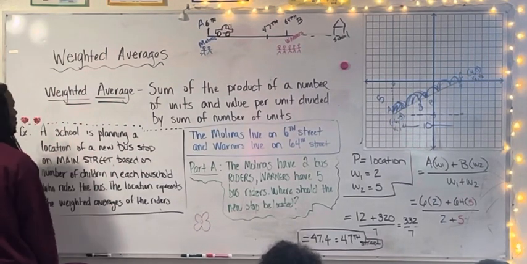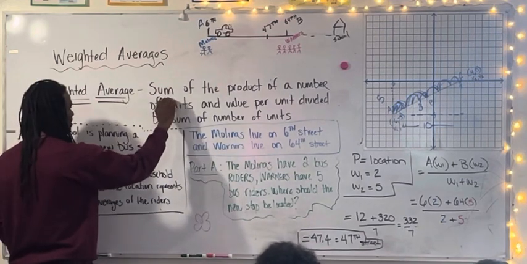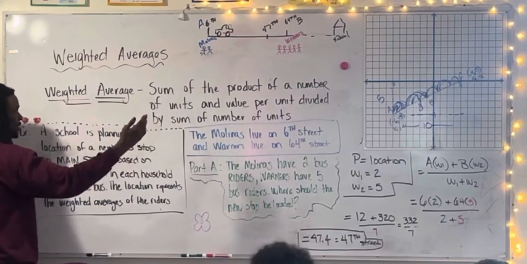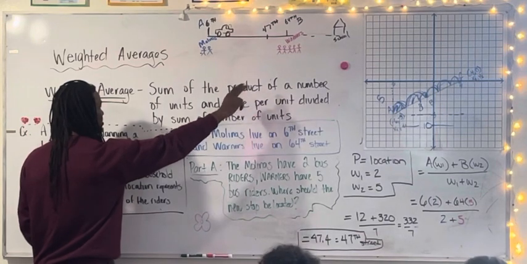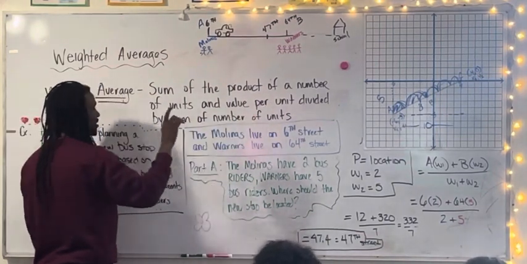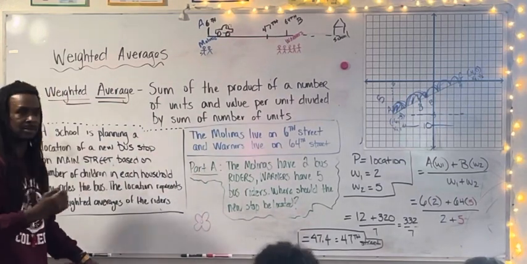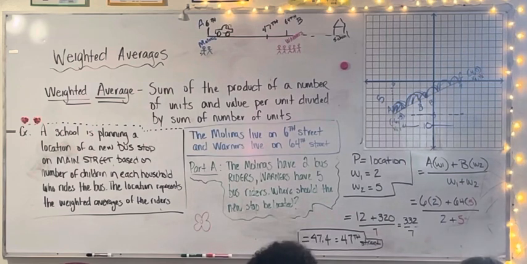It's a weighted average. By definition, the weighted average is just you're going to be taking the sum. We already know what the sum should mean. Of the product. So you're going to be adding up multiplications of a number of units and the value per unit, divided by the sum of the number of the units. Sounds like a lot of word salad. It just means averages, except now it's going to be a little bit heavy.